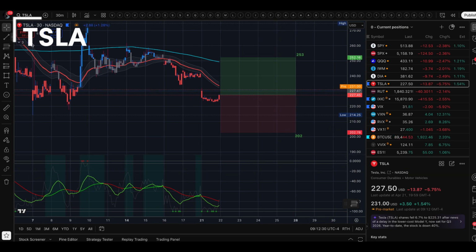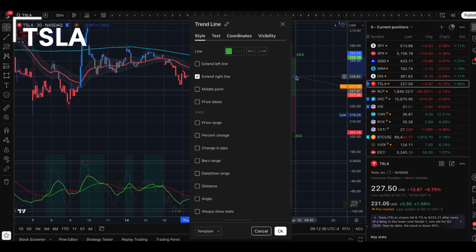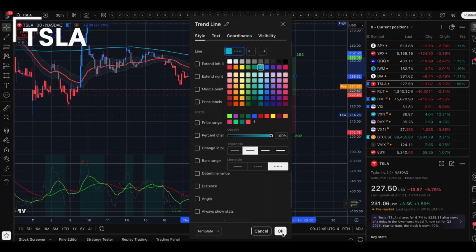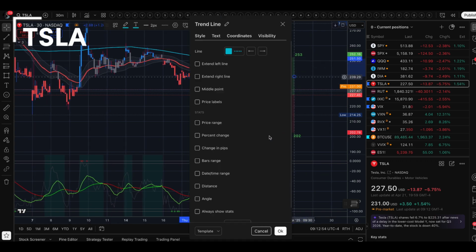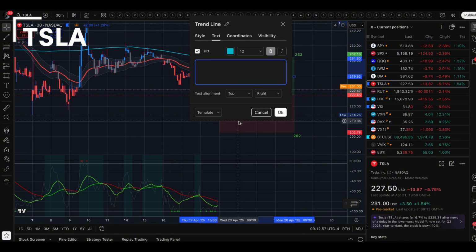And I did not build this chart out at all. So we do have the 30-minute 200 moving average right here. Okay, so right at the top of the implied move, we have the 30-minute 200 moving average. Let me label that.